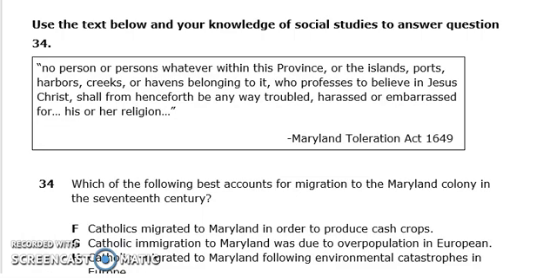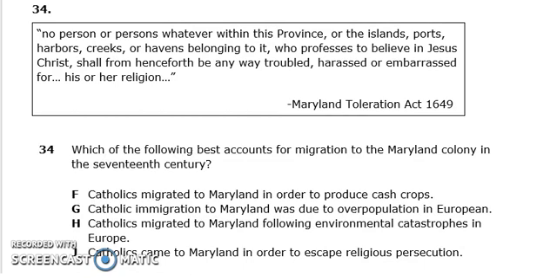Number 34. Use the text below to answer question 34. Which of the following best accounts for migration to the Maryland colony in the 17th century? F. Catholics migrated to Maryland in order to produce cash crops. G. Catholic immigration to Maryland was due to overpopulation in Europe. H. Catholics migrated to Maryland following environmental catastrophes in Europe. J. Catholics came to Maryland in order to escape religious persecution.